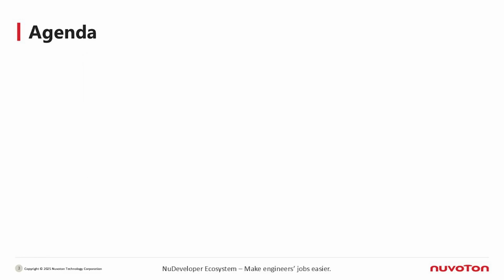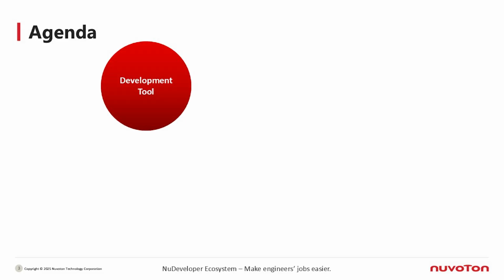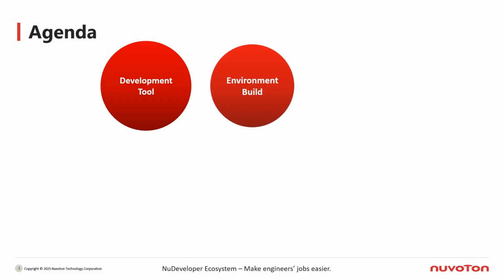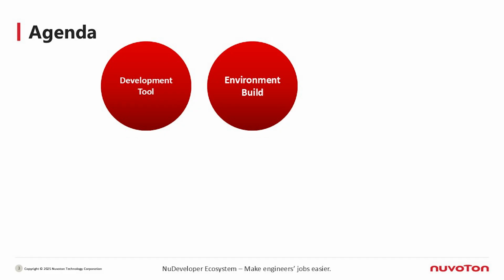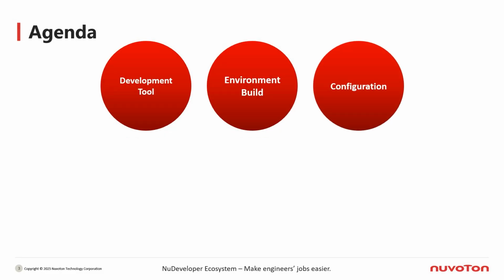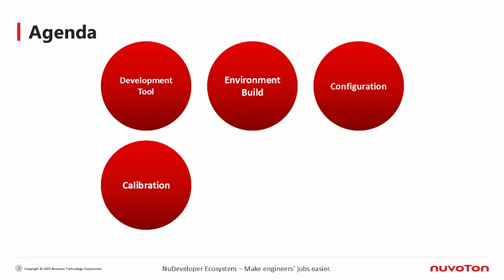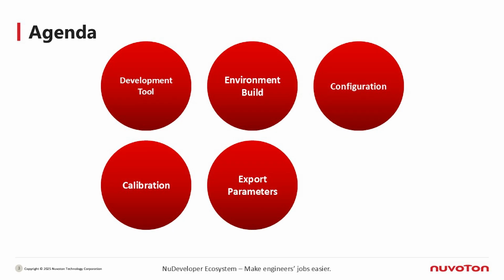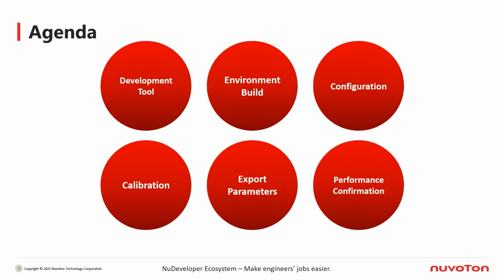Let's take a look at the agenda first. Today's content will be introduced in 6 parts. The first part introduces the development tool of touch key. The second part introduces how to build the calibration environment. The third part introduces how to configure parameters. The fourth part introduces how to calibrate touch key. The fifth part introduces how to export calibration parameters from the Touch Key Development Tool. Part 6 introduces how to use Touch Key Development Tool to confirm key performance.